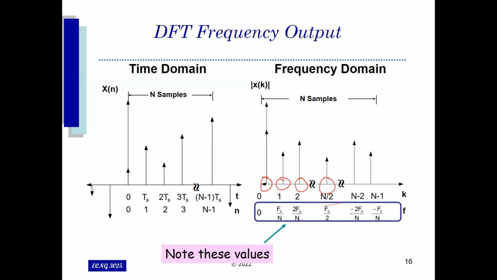Fs over N, 2 Fs over N, where N is whatever the number of samples, not Fs over 2. So it's mapping it 0, Fs over N, 2 Fs over N, all the way up to when I reach the Nyquist frequency. And then I have the other values on top there, which I could ignore. All right, everybody getting that? You with me?